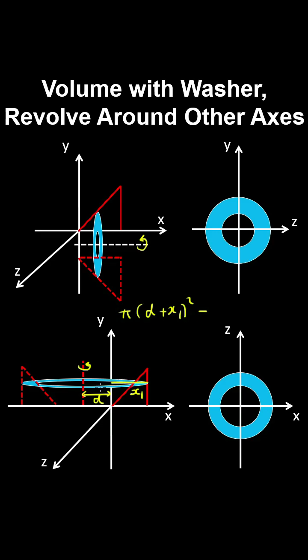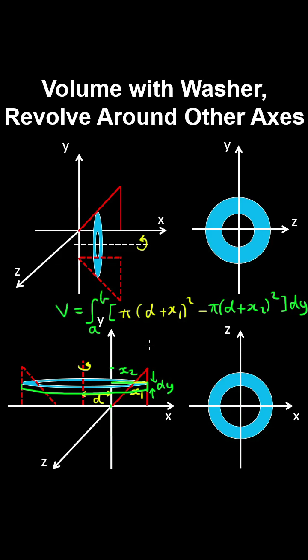So the radius of that inner circle is going to be d plus this distance over here, which we'll designate as x2. And then squaring that and multiplying by pi gives the area of the inner circle. And then giving the washer a thickness in the vertical direction gives the volume of that washer, and then we can integrate from y equals a to y equals b, and that gives the volume of the solid. Now try applying the method to this case over here.